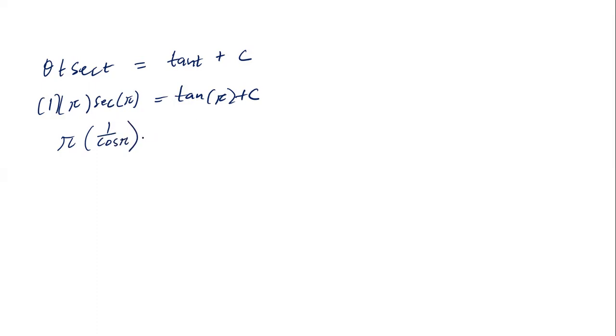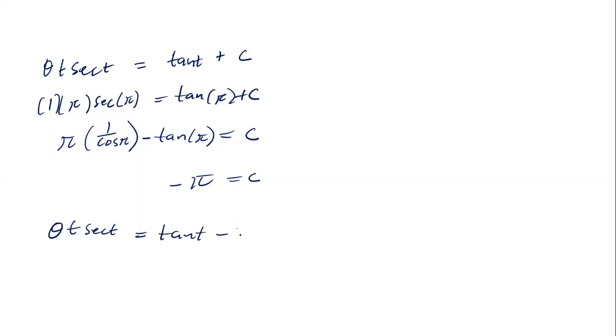Let me transpose this one. It's going to be negative tan pi equals, we are left with c on this side. So punch this on your calculator. When you punch this on your calculator, you're going to get negative pi equals c. Therefore, you're going to say theta t sec t is going to be equal to tan t minus pi.